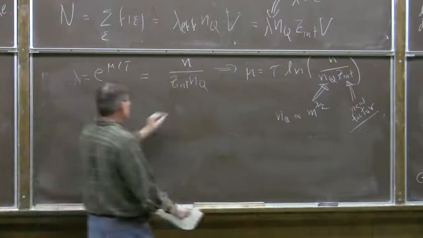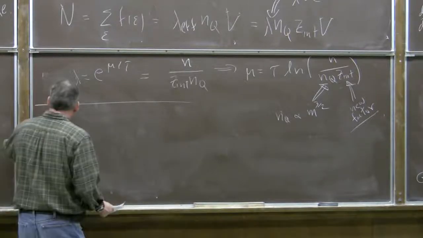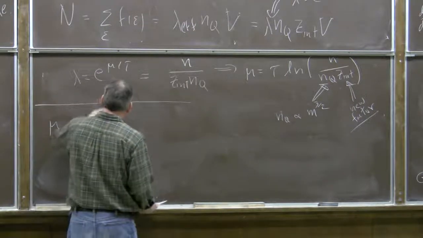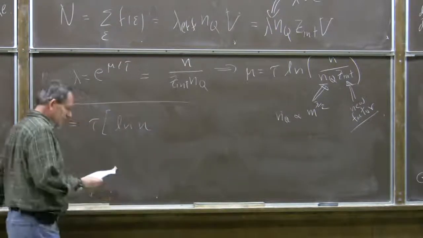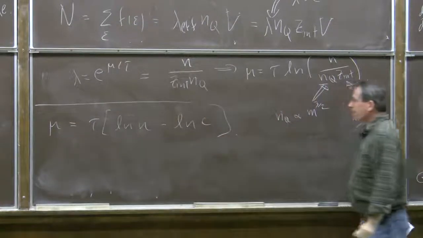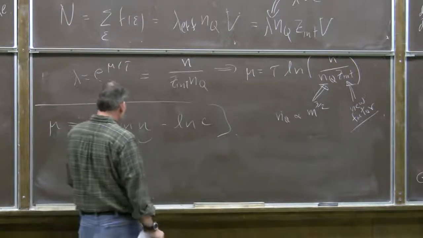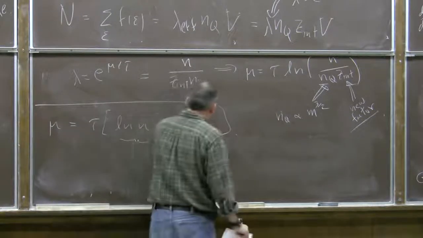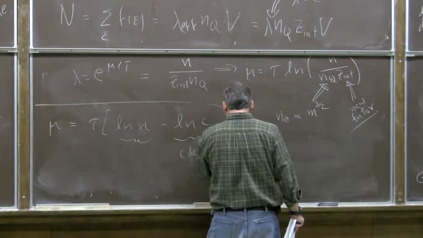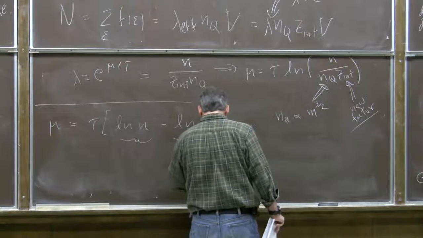Okay, so since I only have a few minutes, let's just notice the following fact. I can write the chemical potential as temperature times the log of the concentration of the species minus log of some constant. So this depends on the concentration of the species, but this doesn't. C depends on species, which species we're talking about, but not on concentration.